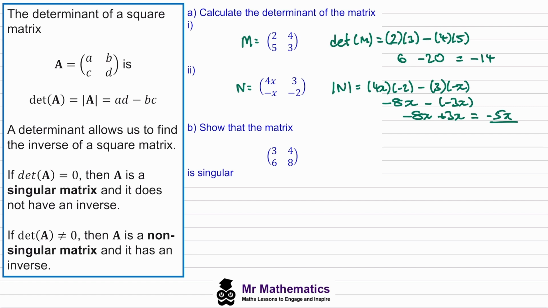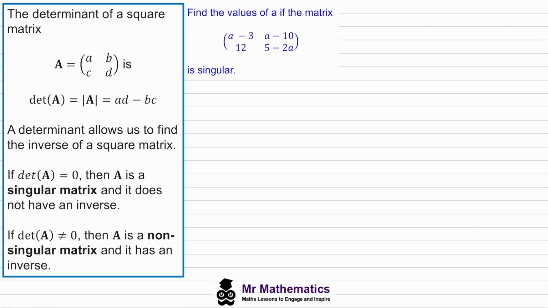Then for part B, show that this matrix is singular. Well, if it's singular, it means the determinant, let's say this is matrix P, of P will equal 0. So we'll have the product of the 3 and the 8. So we'll have 24 minus the product of the 4 and the 6. And you can see it is singular because its determinant is 0. Okay, let's try another example.